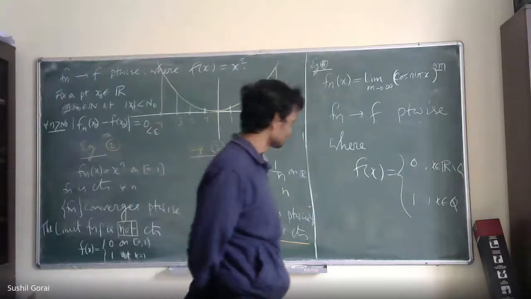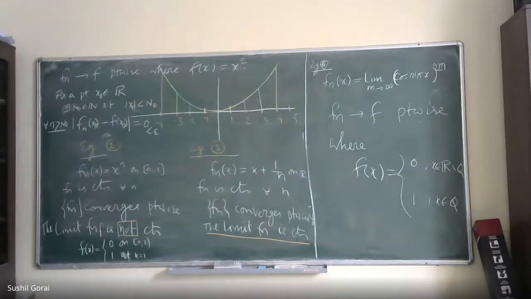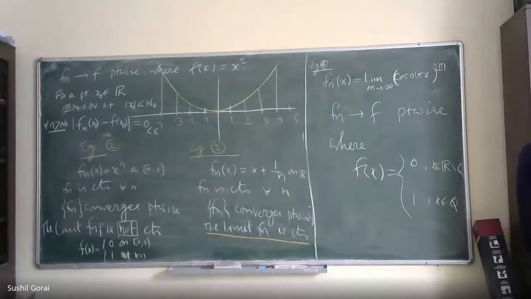Is this clear? That this converges to f, where f is 0 at irrationals and 1 at rationals.